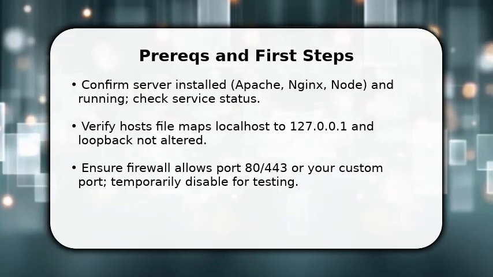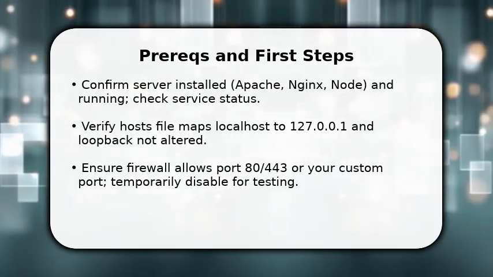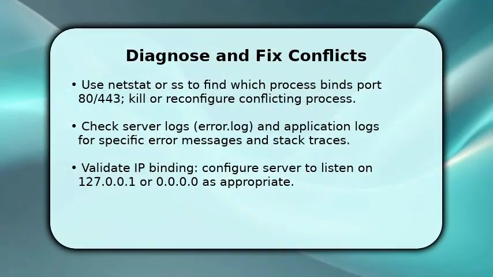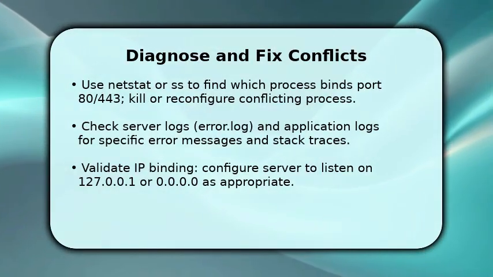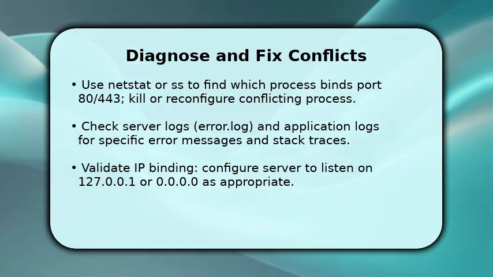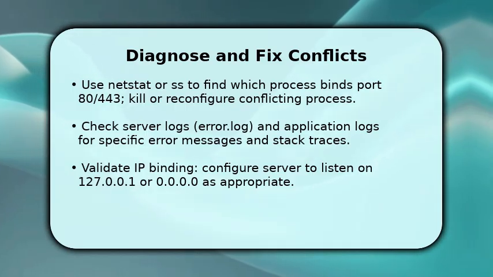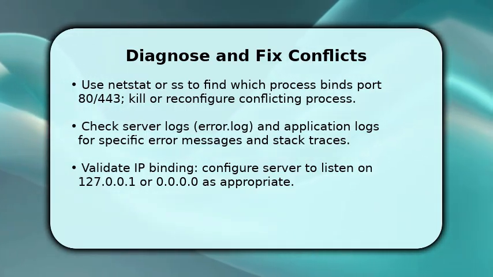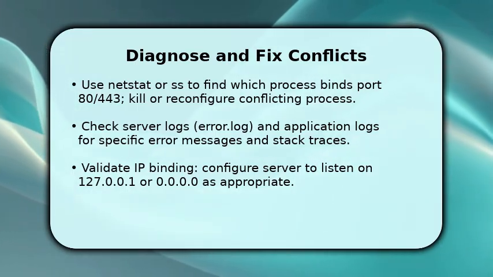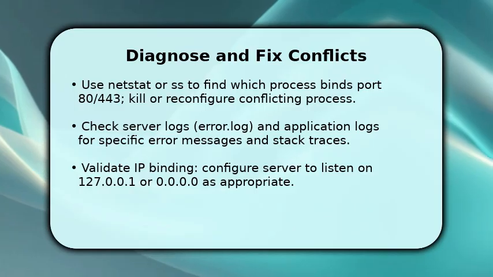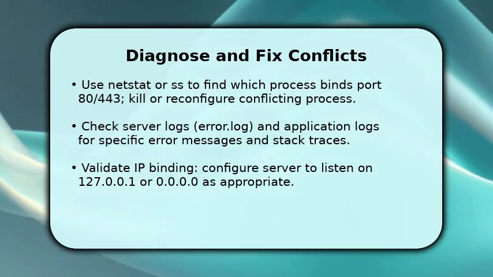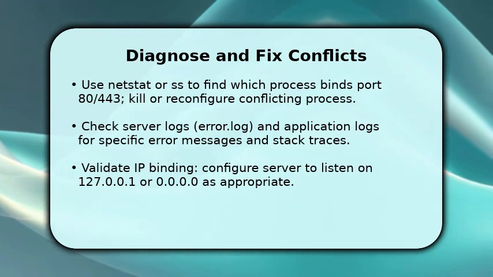Now you diagnose conflicts and configuration. Run netstat or ss to see which process binds the port. If another service occupies it, stop or reassign that process. Then inspect your server and application logs for explicit errors. These give the why behind failures. Make sure your server's listen directive is correct. Bind to 127.0.0.1 for local-only access or 0.0.0.0 if you need external connections. Finally, restart the server so new settings take effect.